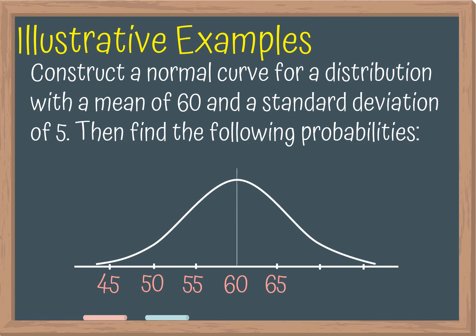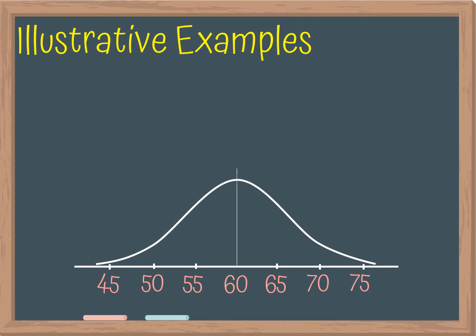So we will have 60 plus 5, 65. 65 plus 5, that will be 70. And 70 plus 5 will be 75. So we will be using this normal curve to find the given probabilities in our example. So using this curve, let us start with the first one.